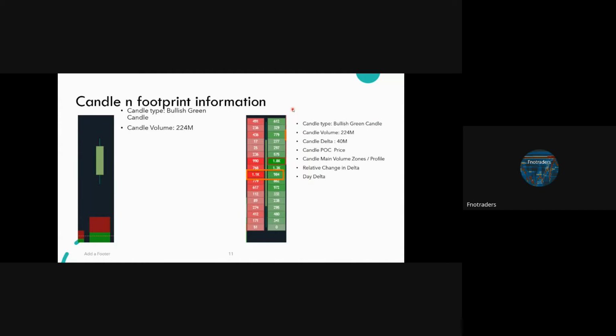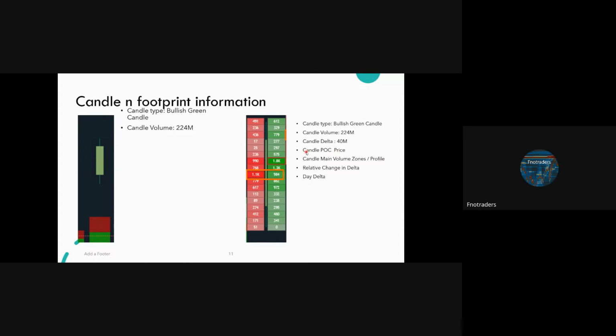A couple of pieces of information are captured in this entire candle. One is the candle type, whether it's bullish or bearish, as with a standard candle. But here you will also know, if it's a bullish candle, how much of the volume was on the buy side versus how much was on the sell side. The difference in that volume is basically the delta of the candle, which is not the option delta, but a delta of the difference in the number of buyers and sellers. So if you see, the total volume in this candle was 224 million, and of that the delta was 40 million. So there were 40 million more buyers than sellers in the market.